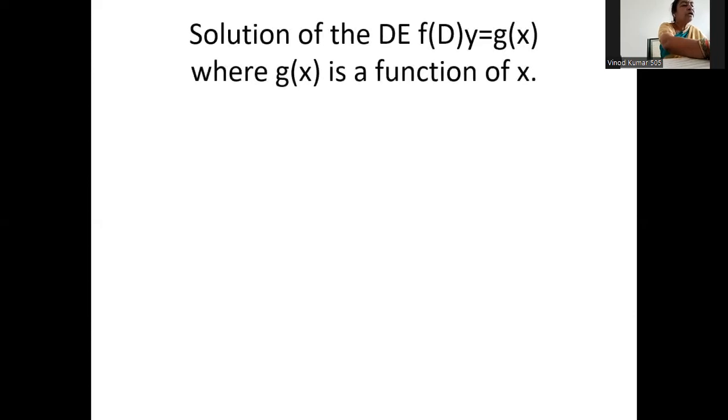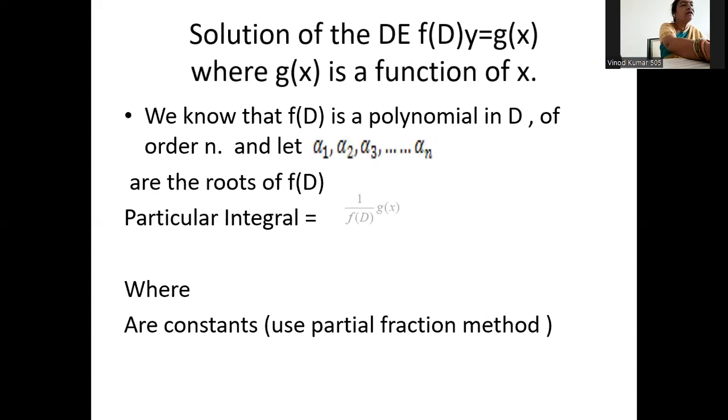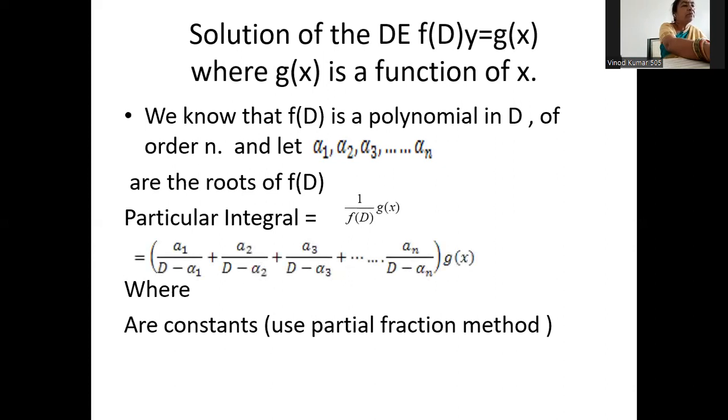Already, we know the complementary function. So, directly, it is a solution of f of D on y is equal to g of x, where g of x is a function of x. Now, we know that f of D is a polynomial in D of order n, where f of D equals 0 has roots alpha 1, alpha 2, alpha 3, and so on up to alpha n.